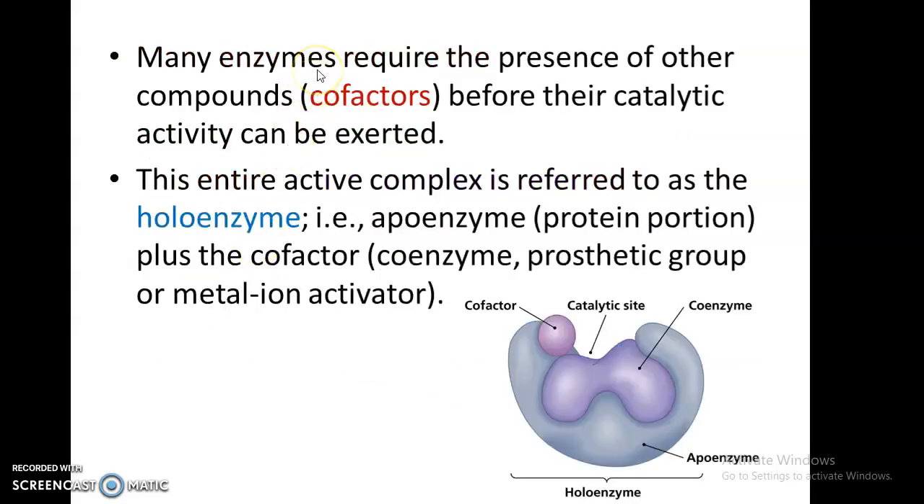Many enzymes require the presence of other compounds. These compounds are called cofactors before their catalytic activity can be exerted. Before the catalytic process of the enzymes, there should be attachment of these compounds or cofactors. This interactive complex, that is the enzyme plus cofactors, we call the holoenzyme. Therefore, the apoenzyme, that is the protein portion, plus the cofactor is the holoenzyme.